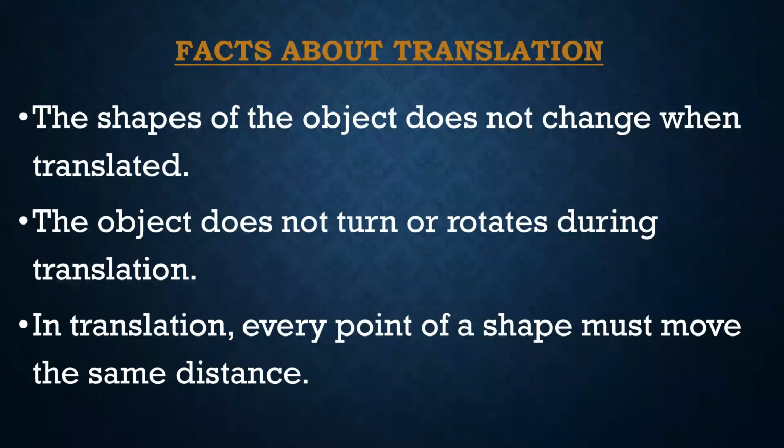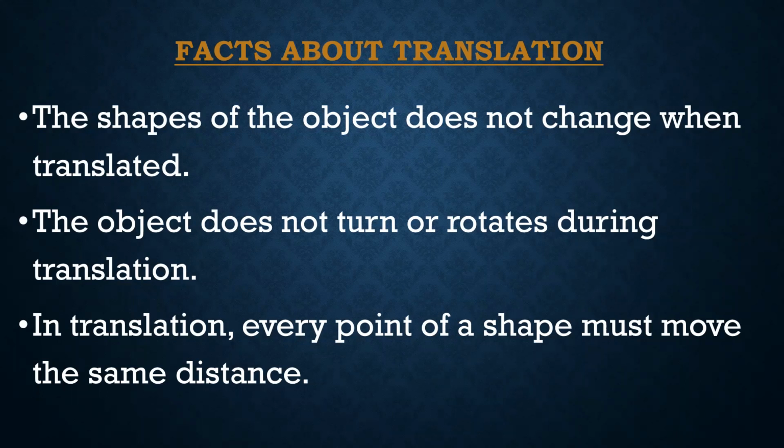So the facts about translation. Under translation, once you have your images, you add the translation vectors to the points to get your images and plot the new image here. The shape of the object that forms as the image does not change from the original shape when translated. The fact that you are using the translation vector does not mean a change will occur between the original shape and the image. The shape of the object does not change.